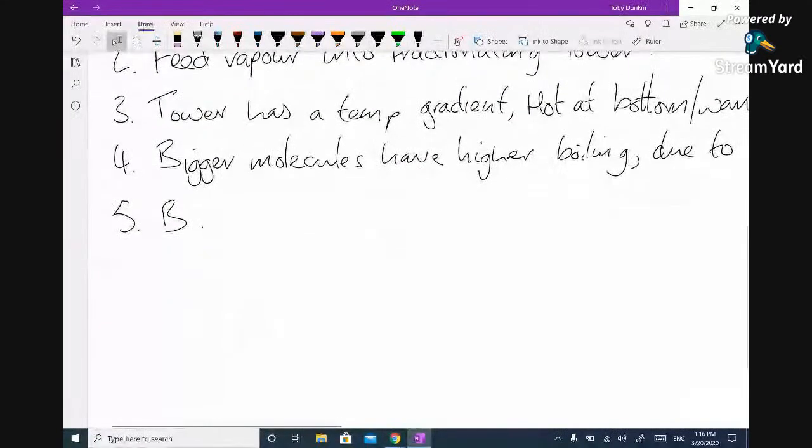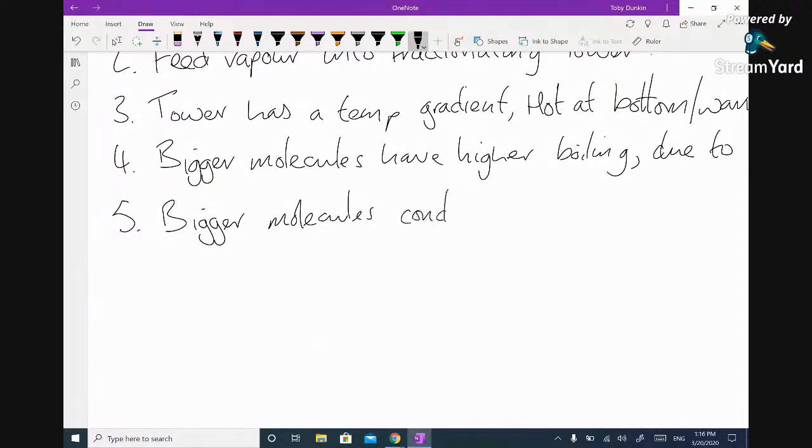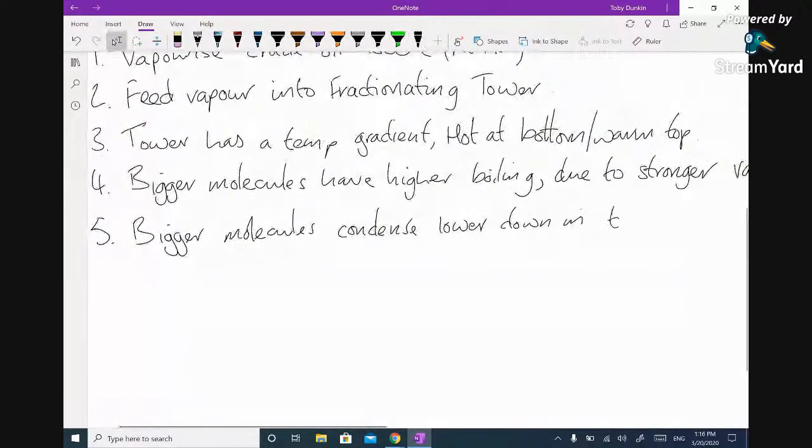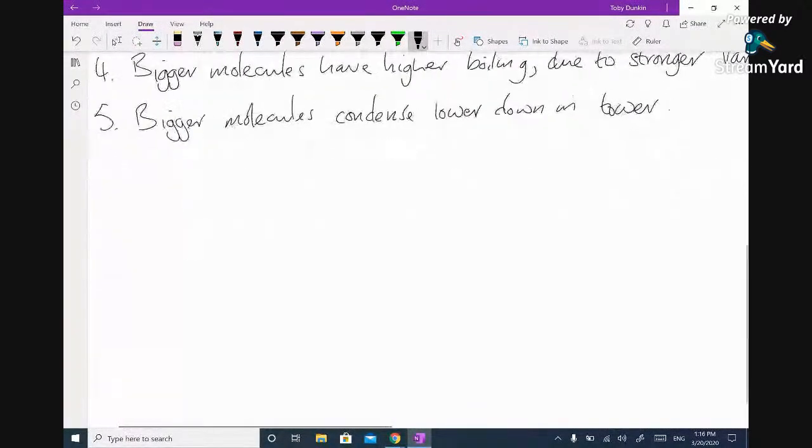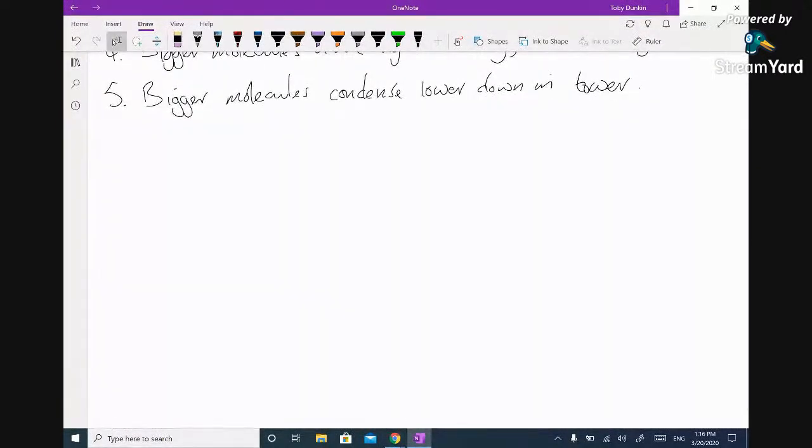Right. Last point, bigger molecules therefore condense lower down in the tower. And at this point, I'm just going to remind you, very rare for A-level, much more common at GCSE, that they could potentially ask you to do the clever trick of giving you a tower diagram and asking you to give the fractions in order.